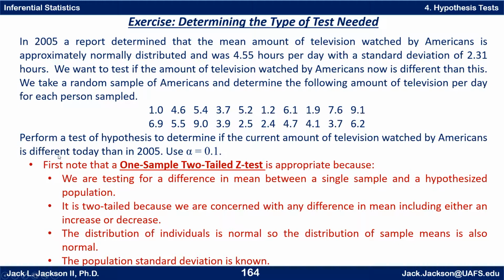If it said less today than in 2005, it'd be left-tailed. If it said more today than 2005, it would have been right-tailed. But since it says different today, different could be more or less. So it's a two-tailed test.